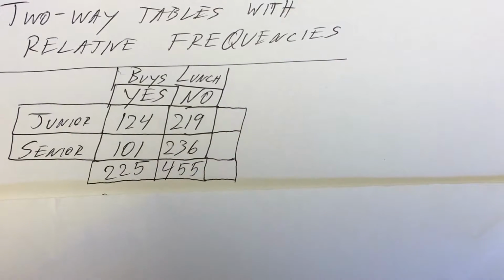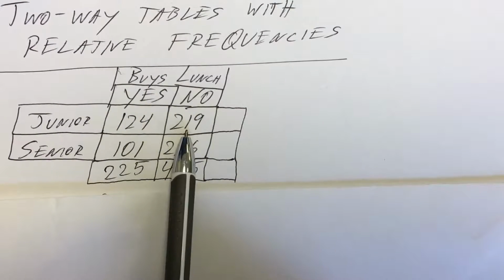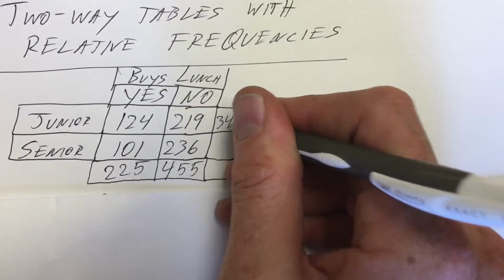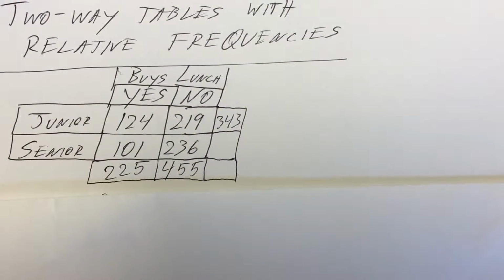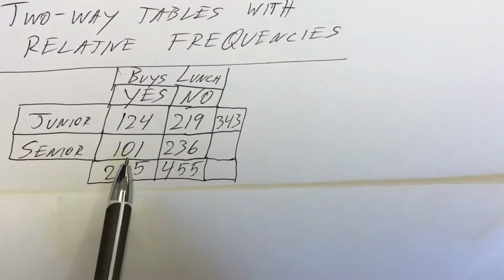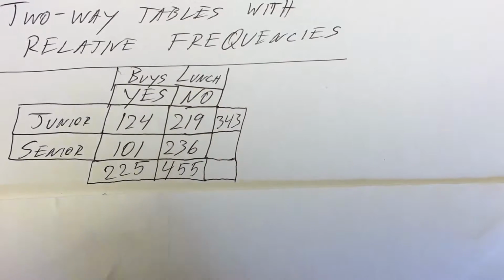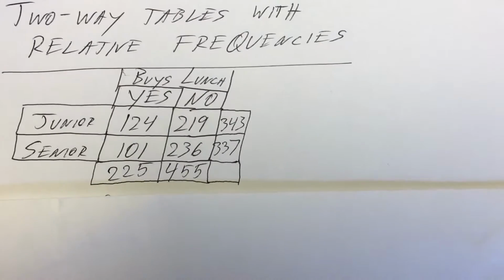Going across the rows, juniors, 124 said yes, they buy lunch. 219 said no, they do not buy lunch at school. If you add those values together, which would be 343, that would represent there's a total of 343 juniors. If we do the same for the seniors, 101 said yes, they buy lunch at school. 236 seniors said no, they do not buy lunch at school. Adding across would represent 337 seniors in this survey.